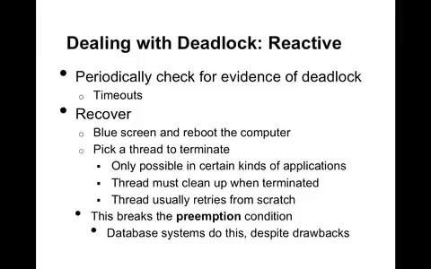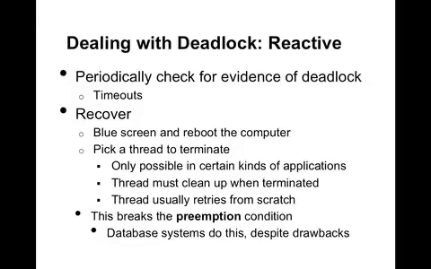Another option is to pick a thread and terminate the thread. For example, the lowest priority thread or the thread that's been holding a lock waiting the longest. This is only possible in certain kinds of applications because many applications, when you terminate a thread, will corrupt data and leave the system not working. The problem really is that the thread has to clean up when you terminate it because it's already holding one lock and it may have modified the state. When this works, threads have code that knows how to clean up when they're terminated, and they usually retry from scratch.